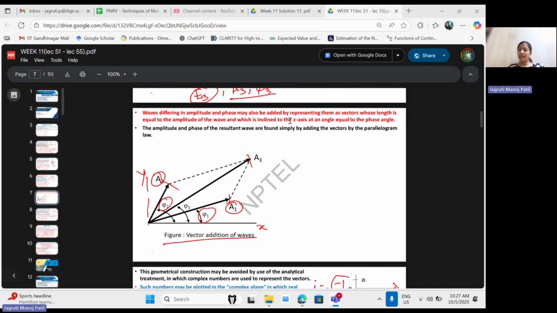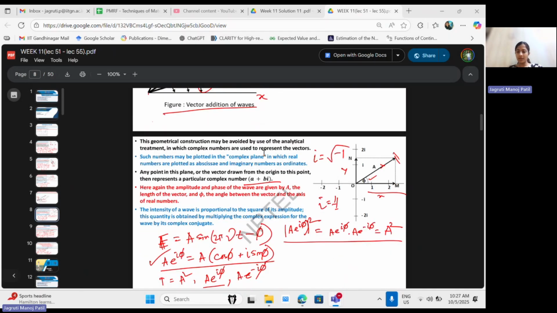Now, waves which differ in amplitude and phase may also be added by representing them as two different vectors whose length is equal to the amplitude of the wave, inclined to the x-axis at an angle equal to the phase angle. So the angle with respect to the x-axis is the same, but they differ in amplitude, so their phases can also be added, with the length of each vector equivalent to the amplitude. We can directly do it using the parallelogram law of addition.